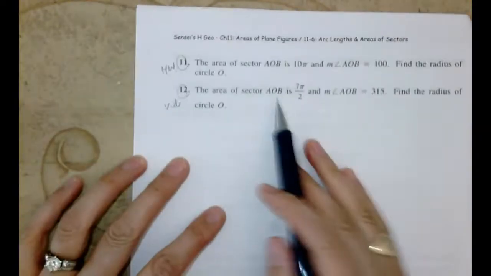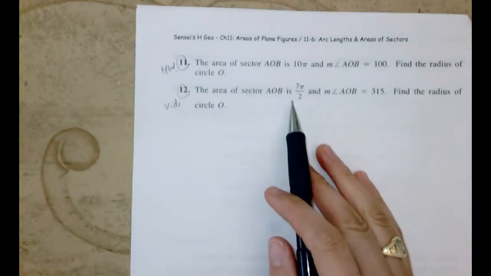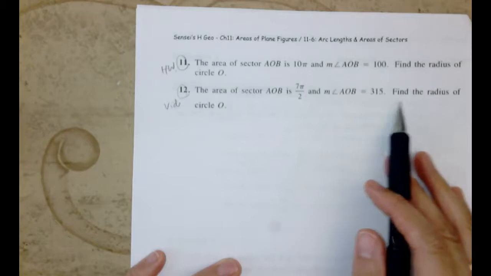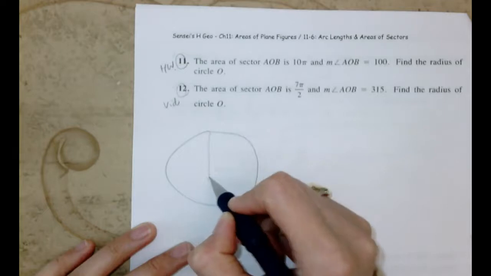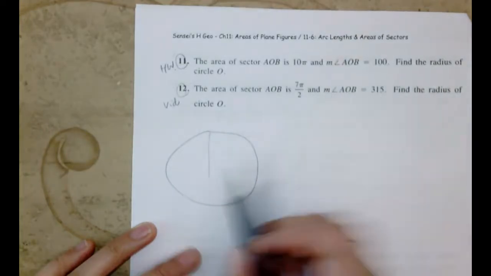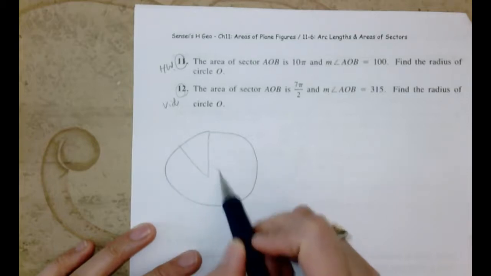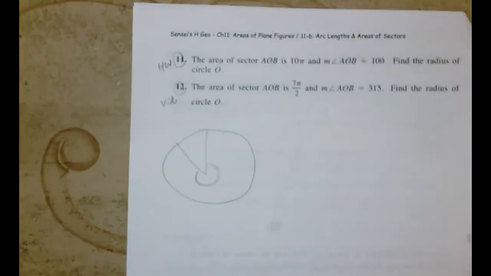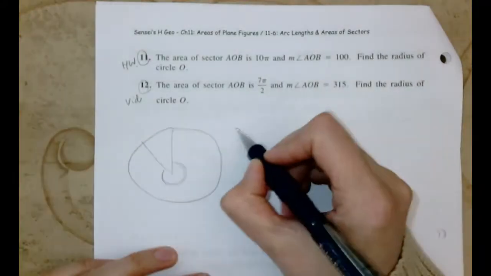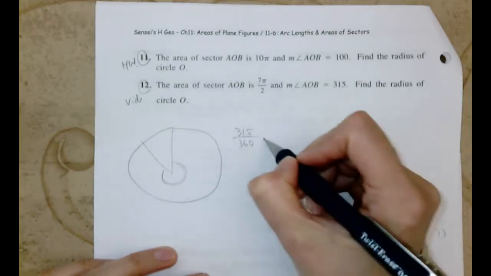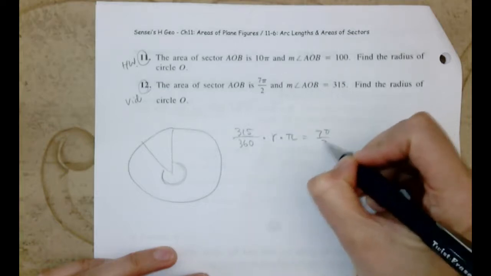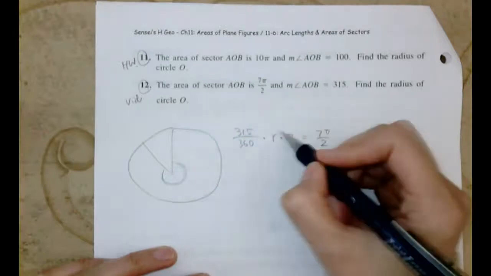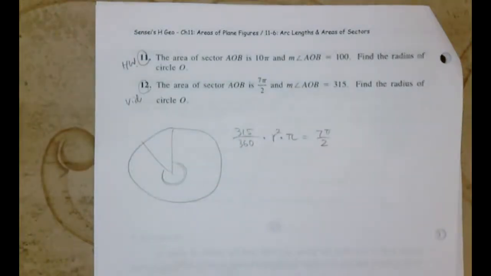The area of sector AOB is 7 pi over 2, and measure of angle AOB is 315. Find the radius of the circle. Okay. Alrighty. So measure of arc AB is 315. So it's something kind of like this, right? And this is 7 pi over 2. So 315 over 360 times radius times pi is 7 pi over 2. Oh, sorry, this is area. Yeah. So radius square times pi is that.